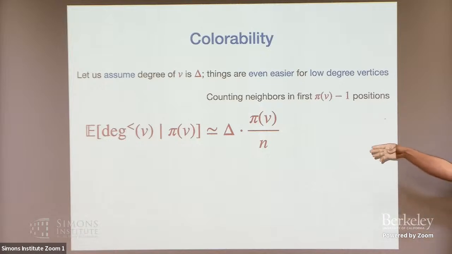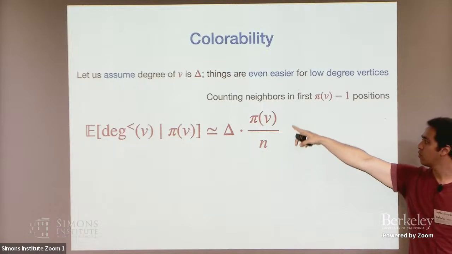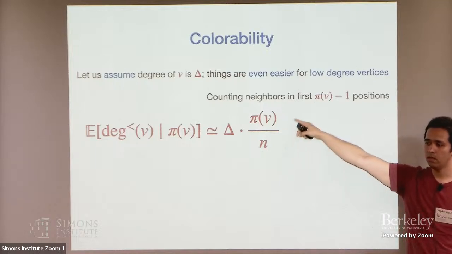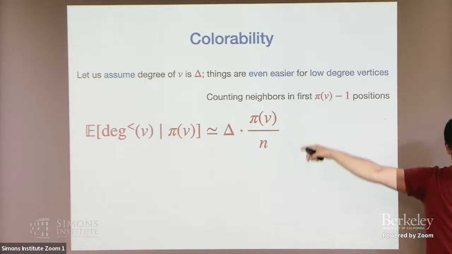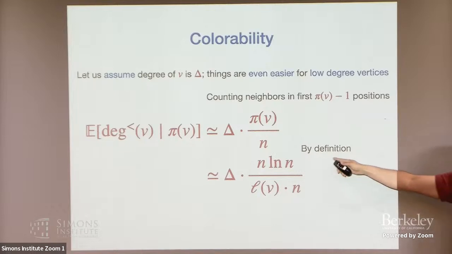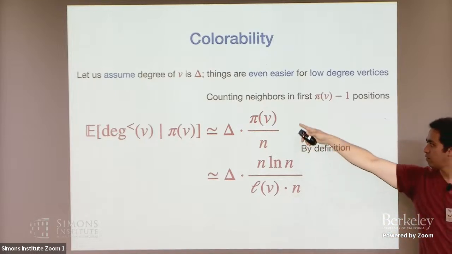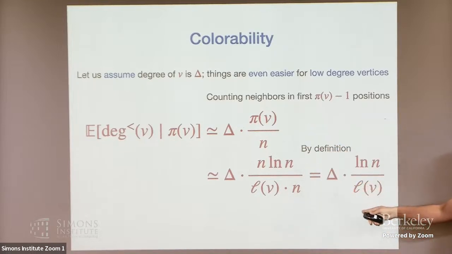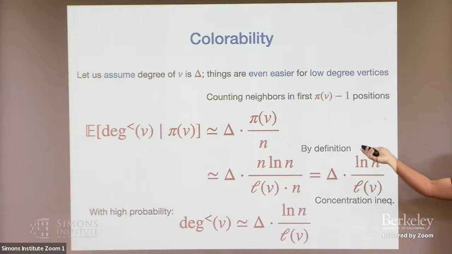I have delta, or sorry, on average, how many neighbors appear in the first part of the permutation? Well, I have delta neighbors. Each one appears roughly with this probability. Linearity of expectation tells me I have in expectation this many back degree. You do the math, you just plug in the right parameters here, like the definition of pi_v, and you get that you have roughly delta log n divided by the list size. Good. And this is highly concentrated.